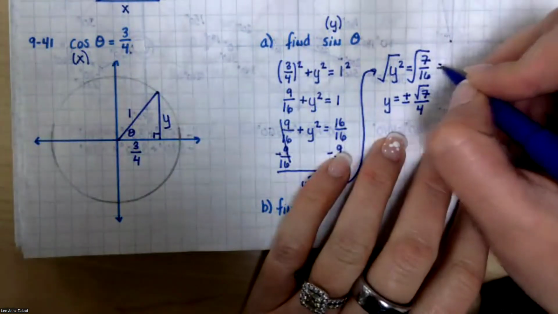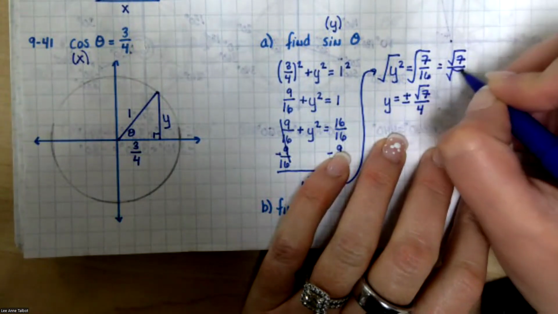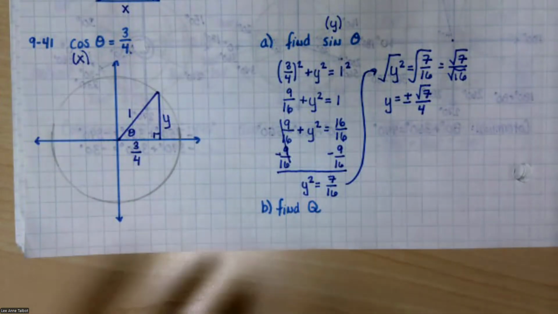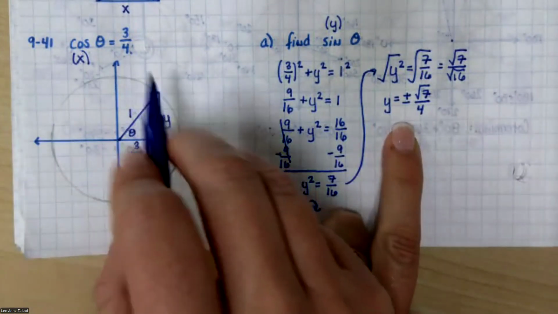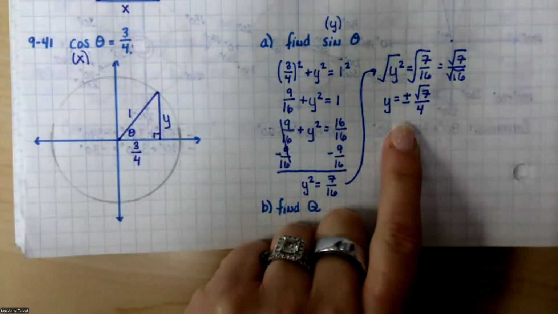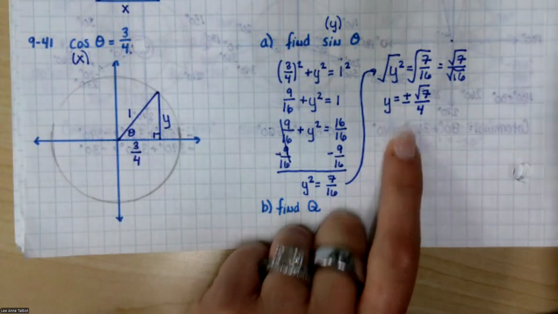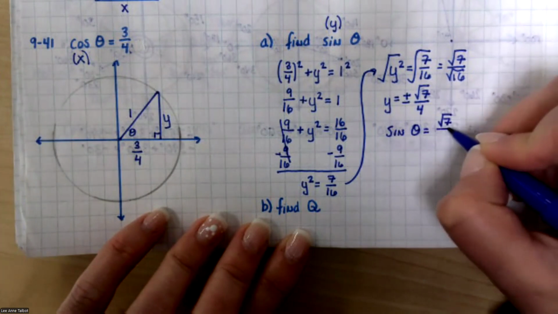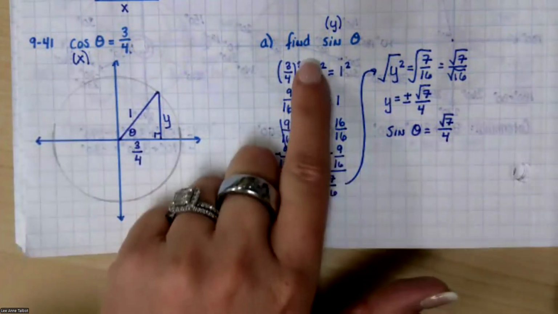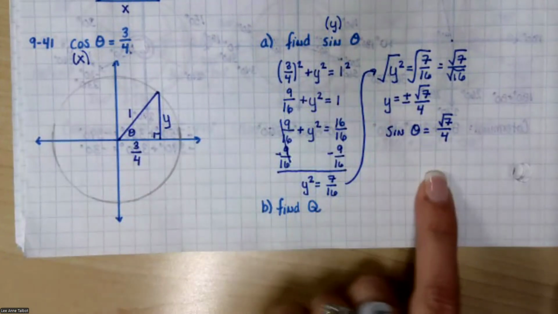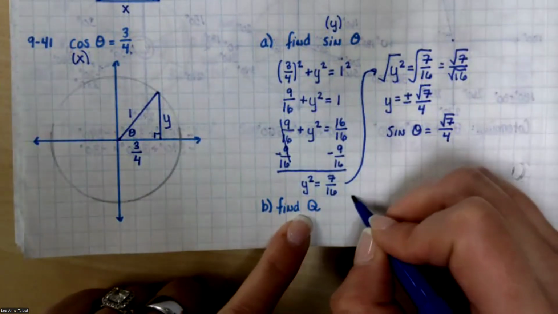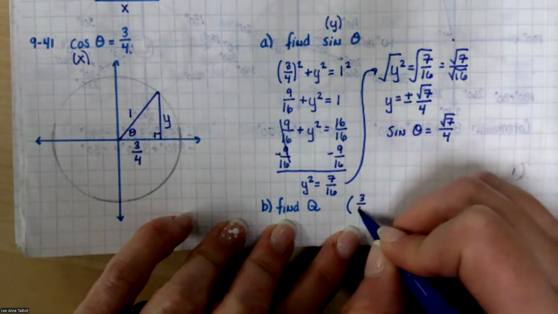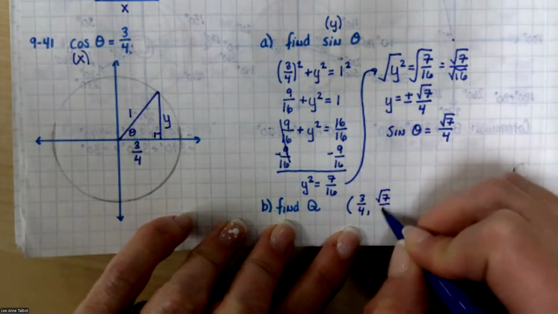If you can't make that jump, do this off to the side so you can see what I did there. Okay, so the last thing we need to do is decide, if I'm in quadrant 1 here, do I want the positive one or the negative one? Positive. So my answer is sine of theta equals square root of 7/4, because it asked me for sine of theta. So I need to pick which one of those. And then Q is just the coordinate. So coordinate goes cosine, then sine.